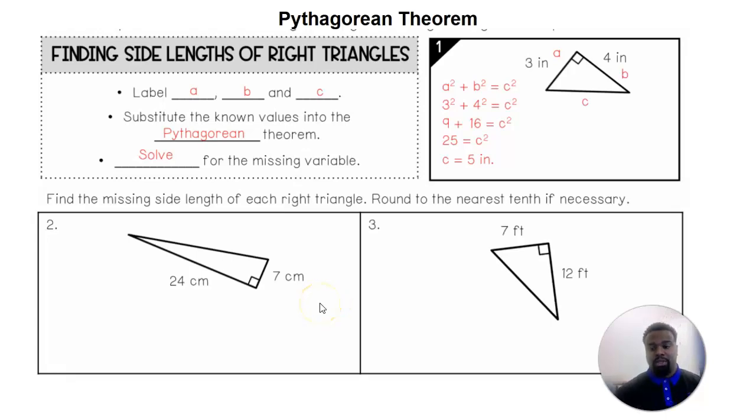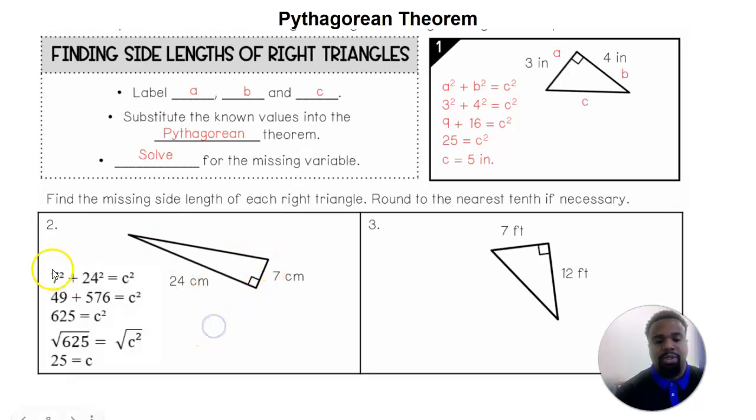Okay, let's take a look at number 2. We've got our legs of 7 and 24, and we're trying to find our hypotenuse. So we're going to do 7 squared plus 24 squared equals C squared. 7 squared is 49, 24 squared is 576. You add those two together, you get 625. But that's C squared, and we're trying to find C, so we have to do the square root. The square root of 625 is 25. So 25 will be the hypotenuse for number 2.